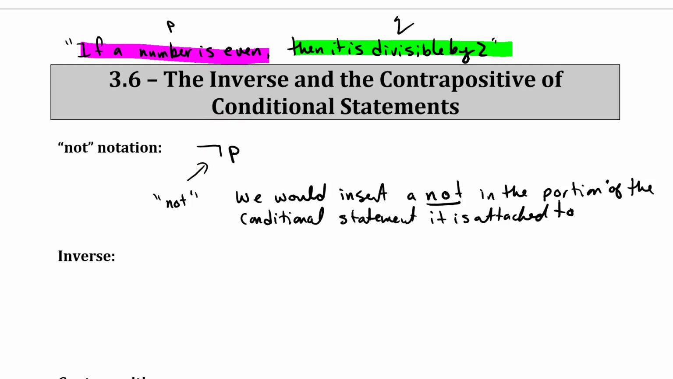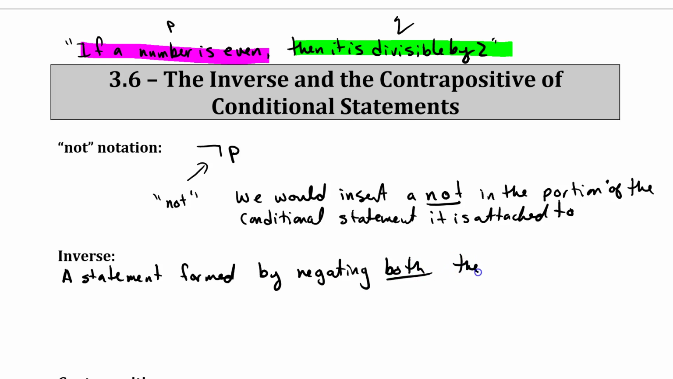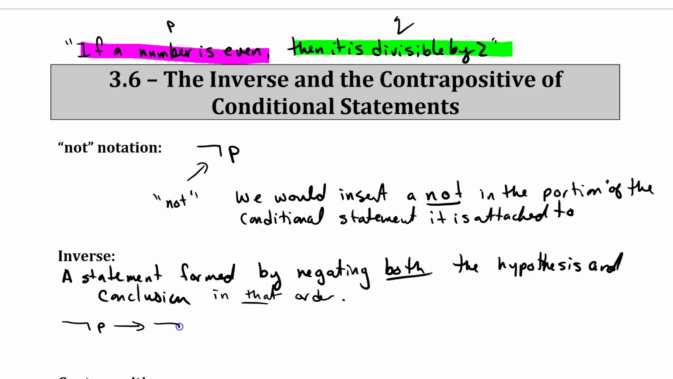The inverse is a statement formed by negating both the hypothesis and conclusion. And we keep it in that order. Okay, so we would say not P implies not Q.